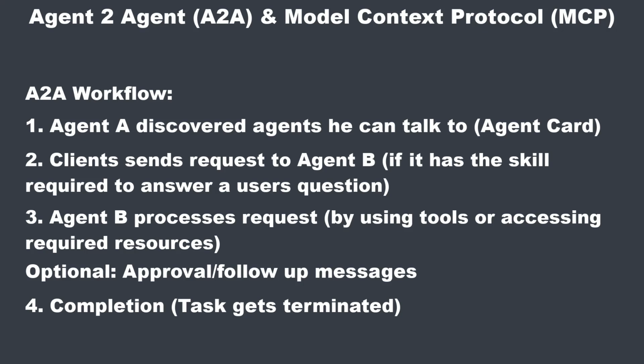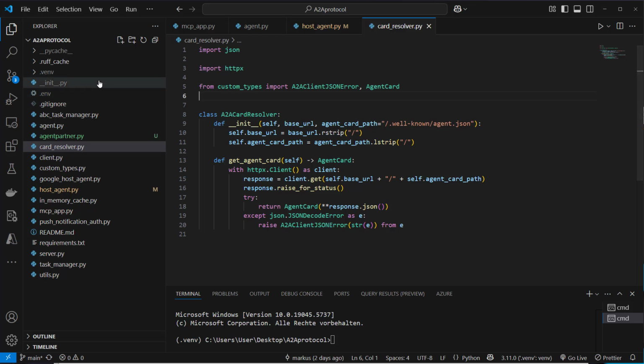So that was the theory behind A2A and MCP. Let's now take a look at a working example, how this looks in code. Okay, I'm now in VS Code and here on the left you can see multiple files. Not every file is worth going through because there's a lot of boilerplate code to make this A2A protocol work, which I just got from Google, and I changed quite some stuff here.